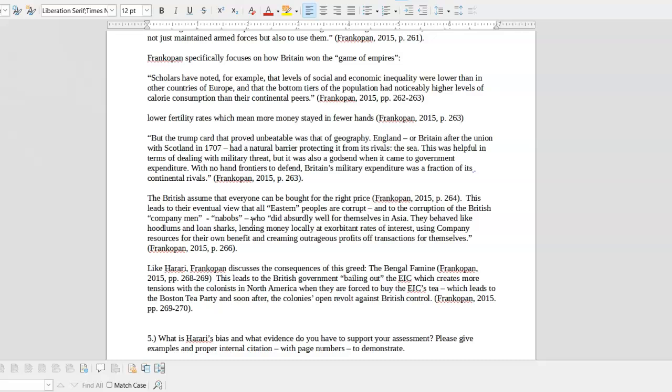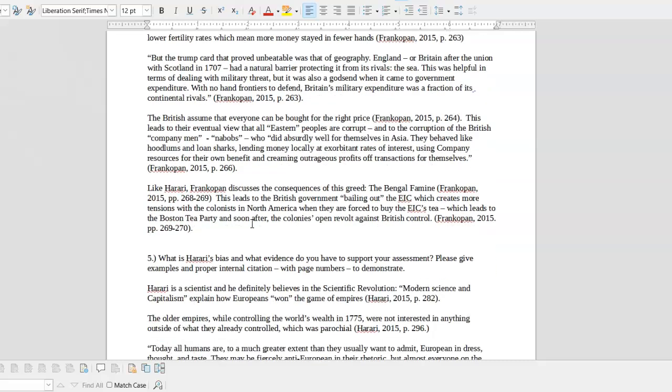The word used for these people in the British circles was nabobs, who did absurdly well for themselves in Asia. They behaved like hoodlums and loan sharks, lending money locally at exorbitant rates of interest, using company resources for their own benefit, creaming the outrageous profits of transactions for themselves.